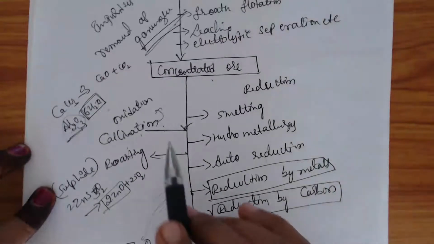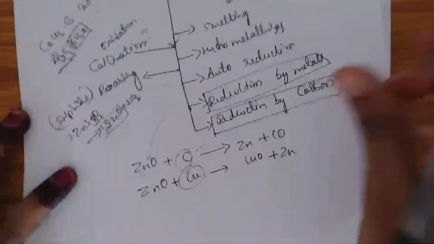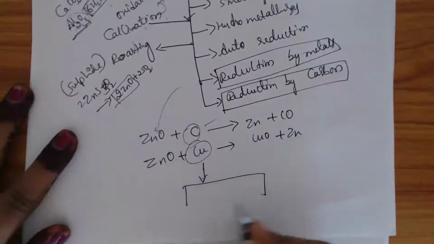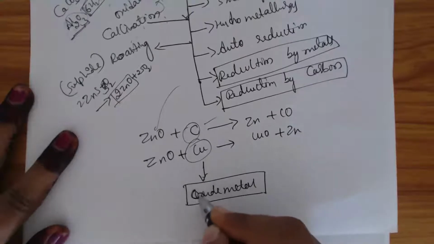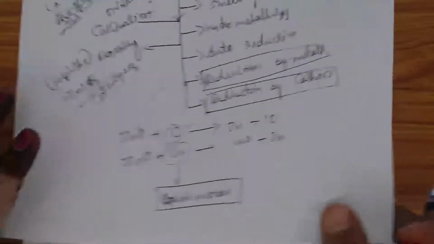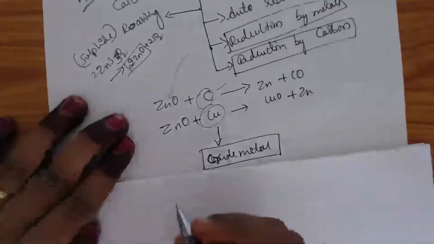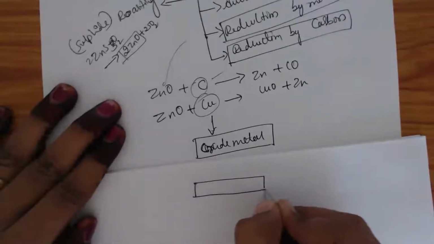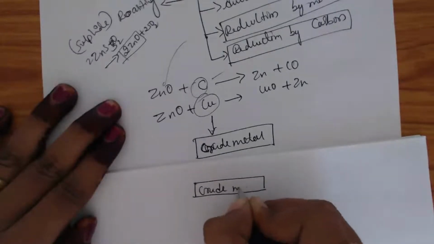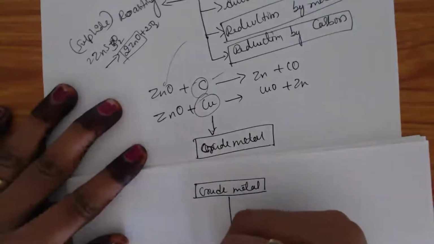So students, once this oxidation and reduction is done, then what? It forms a crude metal. So what is this crude metal? Listen, crude metal means it is somewhat impure, not exactly pure. So this crude metal is subjected to what? Refining.